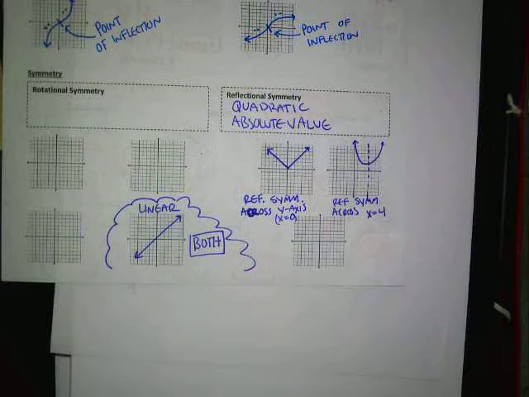I know some people get confused about whether this is going to be x equals or y equals. The way you remember that, your line is going through the x at 4. So it's x equals 4. Because you're going through the x. Does that make sense? All right, so wherever you can fold it in half and it matches up, that's your reflectional symmetry.